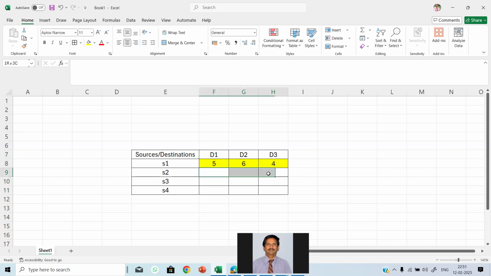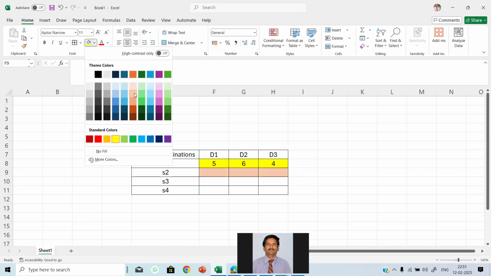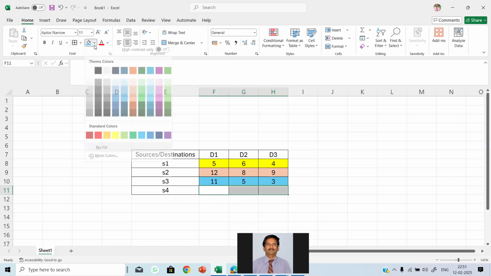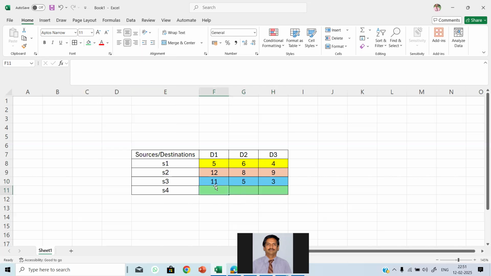Okay, S2 to D1. Now I'm taking another color. Take another one. So this may be 12 rupees, 8 rupees, and 9 rupees. Now S3 to D1, D2, D3, I'm taking with some other color. So this is 11 rupees, 5 rupees, and 3 rupees. Now S4 to D1, D2, D3, I'm taking with some other one, 20 rupees, 16 rupees, and 14 rupees, right?